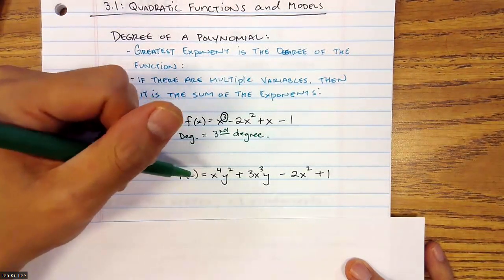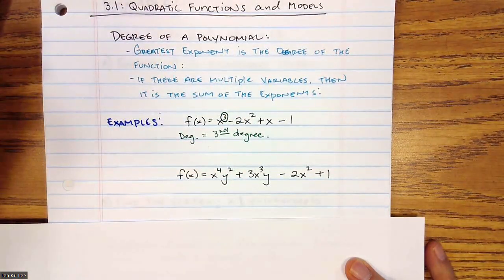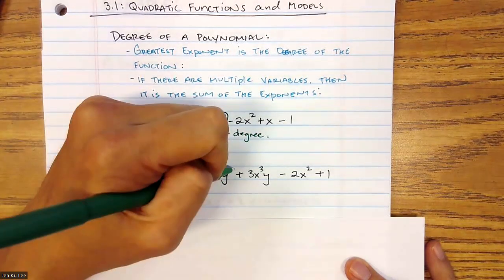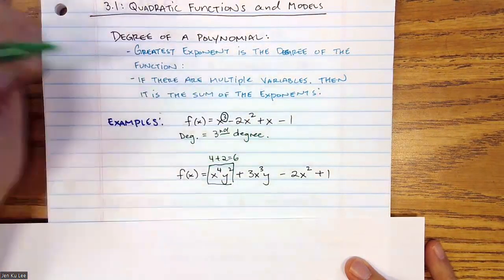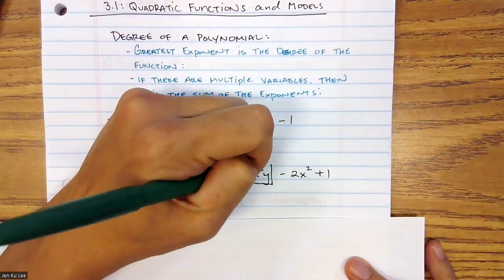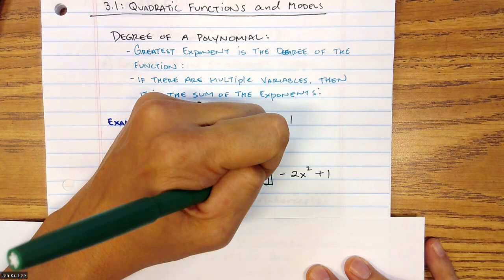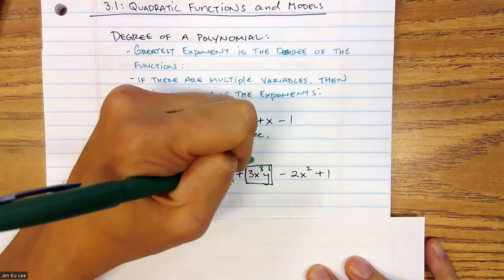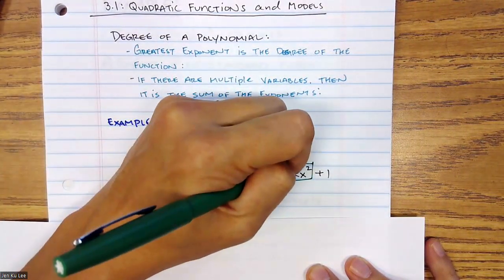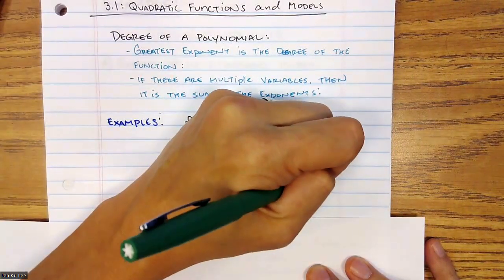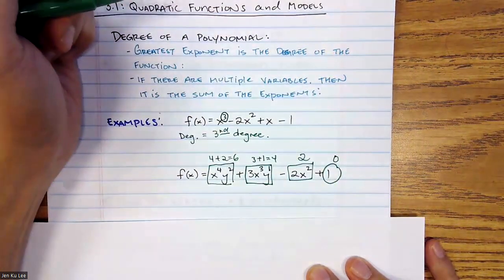And if we have multiple variables here, we have an x and a y, we're just going to get the sum. This monomial here is 4 plus 2, so that's 6. We are adding the exponents up. This is a 3, and there's an imaginary 1 on the y, so it's 3 plus 1, or 4. This monomial here is 2. Whenever there's a constant, the degree of that constant is 0.